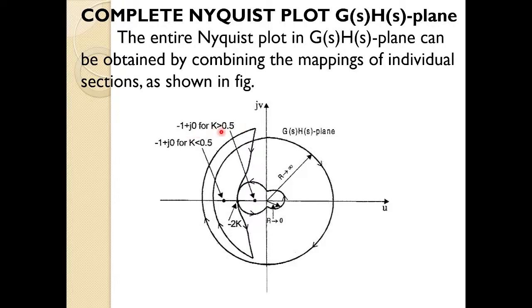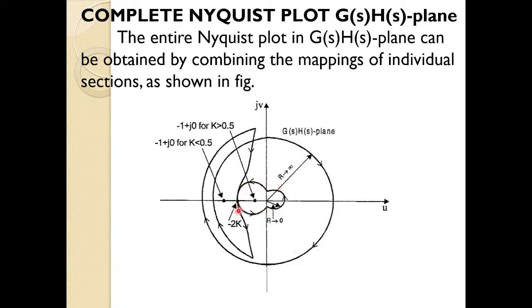When K is greater than 0.5, this is my minus 1 plus j0 point. Now, if K is greater than 0.5, if you observe, the contour crosses the real axis in between minus 1 plus j0 point and minus infinity. For K greater than 0.5, the contour will cross the real axis in between minus 1 plus j0 and minus infinity. And if you observe how the contour travels here, you can see the contour around this minus 1.